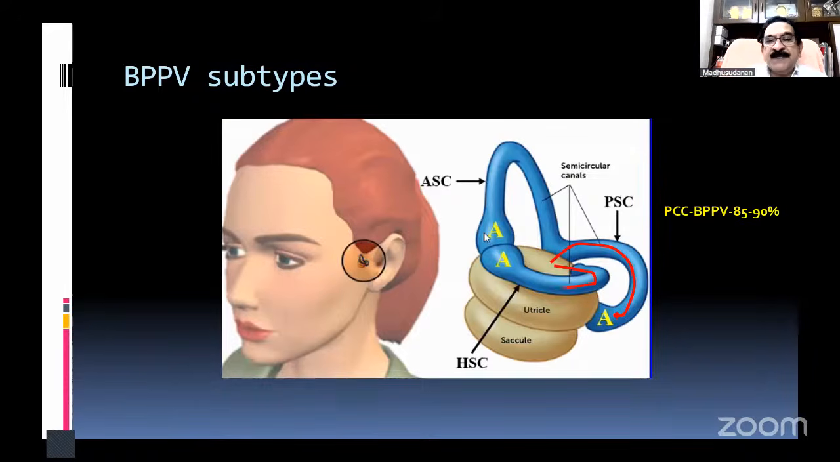Sometimes the debris may get into the horizontal canal, which is a less common type, 10%, and least into the anterior canal. Unless some maneuvers or tilting have misdirected the particle into the anterior canal, normally it is not present directly. It's very uncommon to have a pure anterior canal BPPV, only less than 1%.